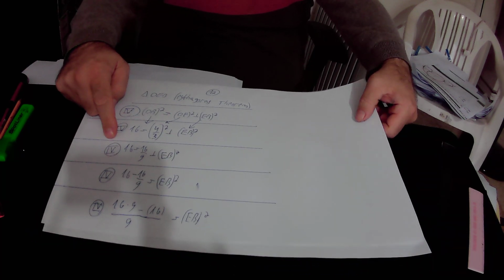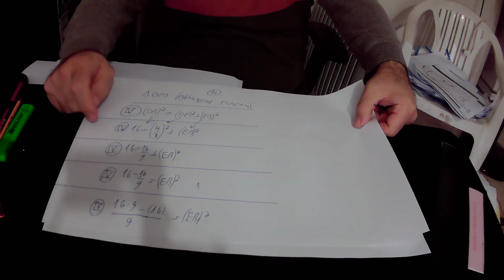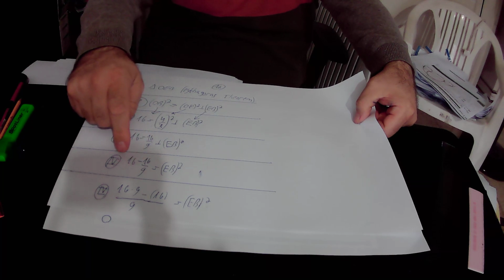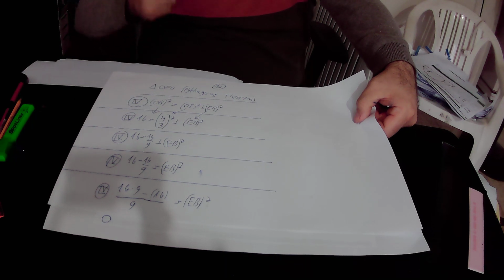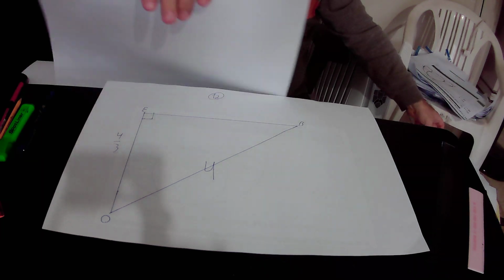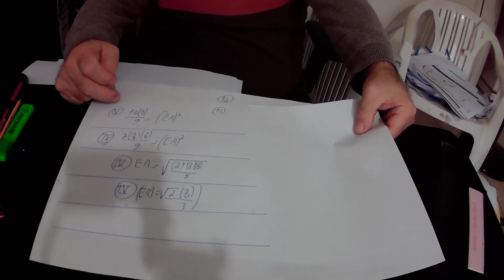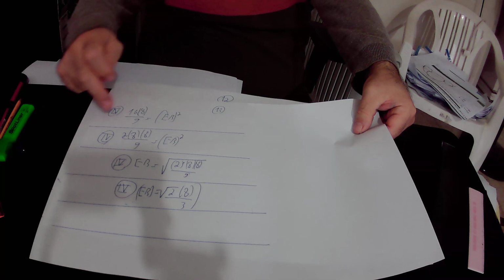We subtracted 16 over 9 from this equation number 4, and we got that 16 minus 16 over 9 equals EB square. Here we multiplied 16 by 9 and then divided it by 9 in order to have a common factor with 16 over 9, and we got that 16 times 9 minus 16 over 9 equals EB square. 16 times 9 minus 16 is 16 times 8. So in total we got that 16 times 8 over 9 equals EB square, and we know that 16 equals 2 times 8.